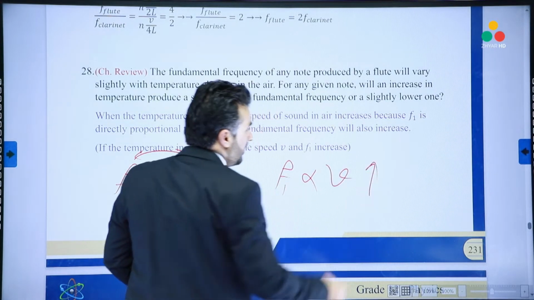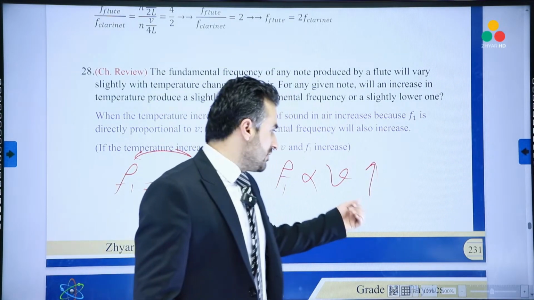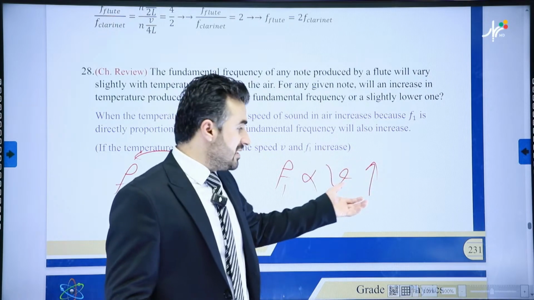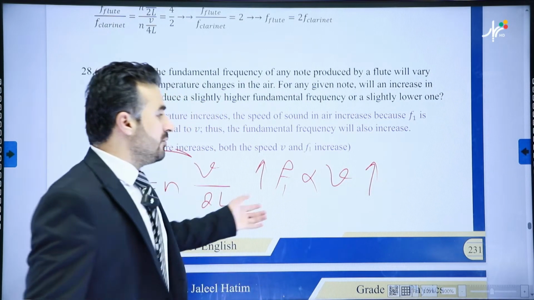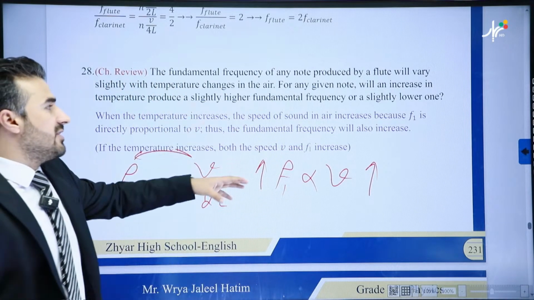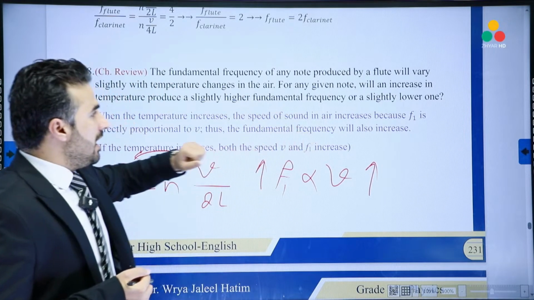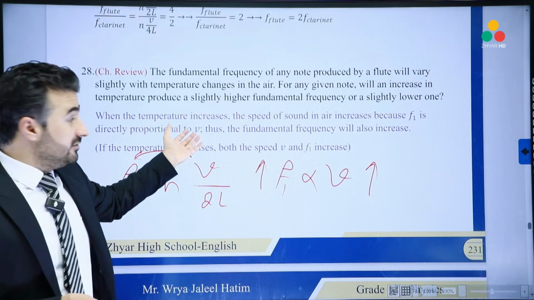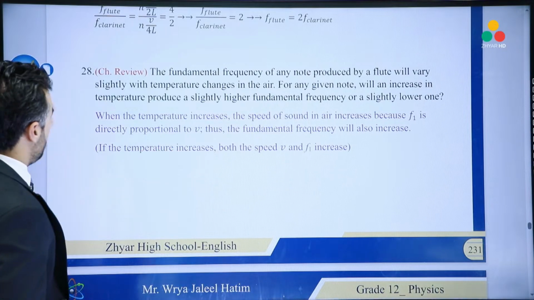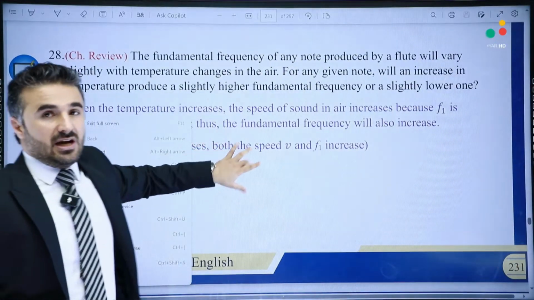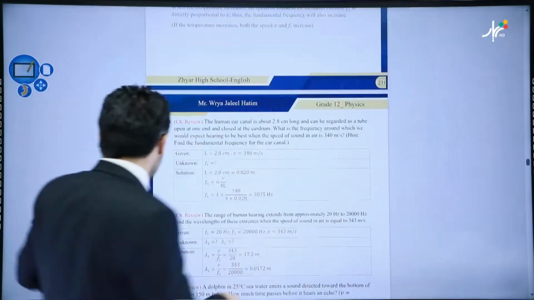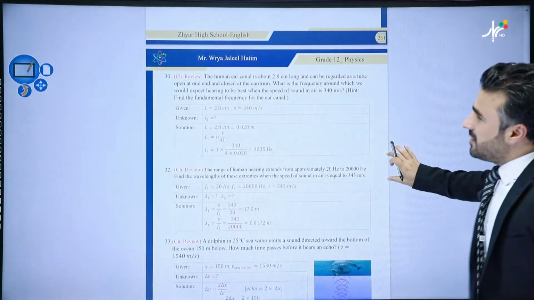By increasing the temperature, the particles move faster, so the speed increases. If the speed of the particle increases, or the speed of sound increases, that means the fundamental frequency will also increase for the flute here. So when the temperature increases, the speed of sound in air increases because F1 is directly proportional to V, so the fundamental frequency will also increase. And of course, we have a note, don't forget, it says if the temperature increases, both the speed and the fundamental frequency increase. Okay. Now, take a look at this question here.